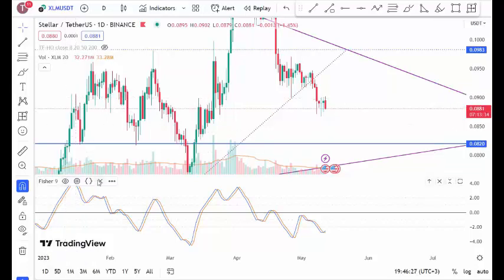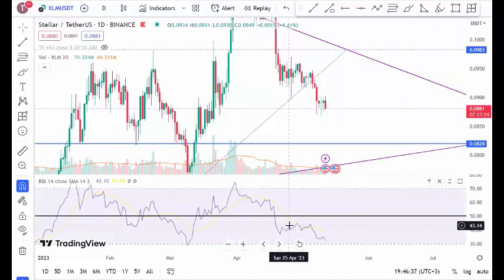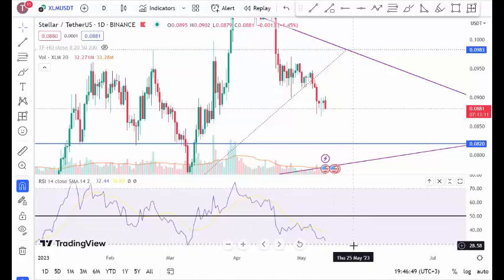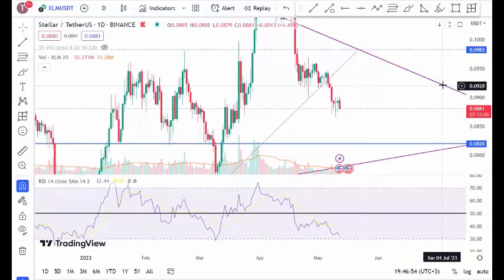Now let's look at our RSI indicator. After breaking below the RSI 50 level, friends continued their descent. We now see that it is moving at the 32 level, and if it breaks below the 30 level, it may enter the oversold zone, and we can also say that there may be further declines in price movements because it entered the oversold zone.